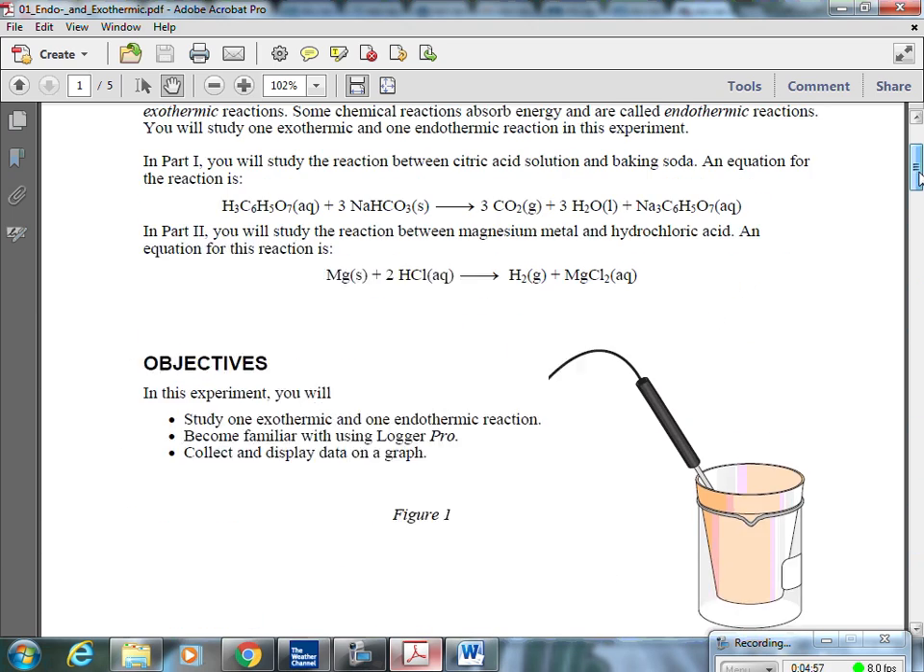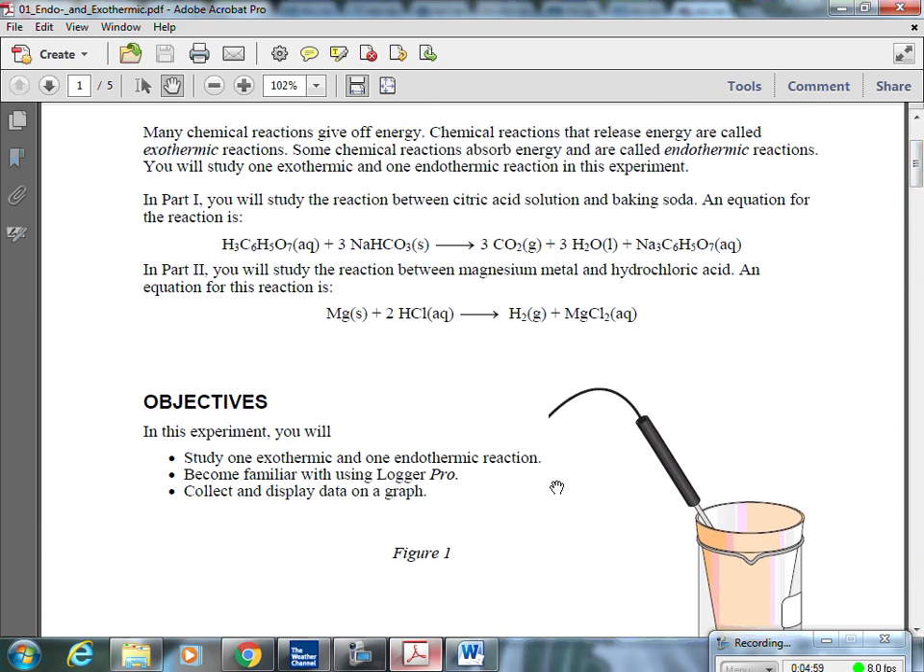So once again, we are going to study an endothermic and an exothermic reaction, and we are going to collect data and display that data on a graph. So you should print out a copy of the graph so that you have that when you turn your lab work in.